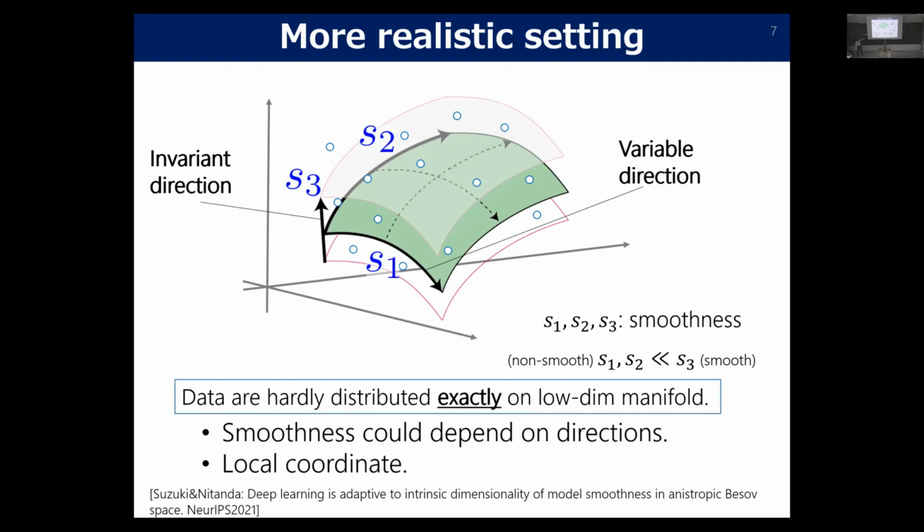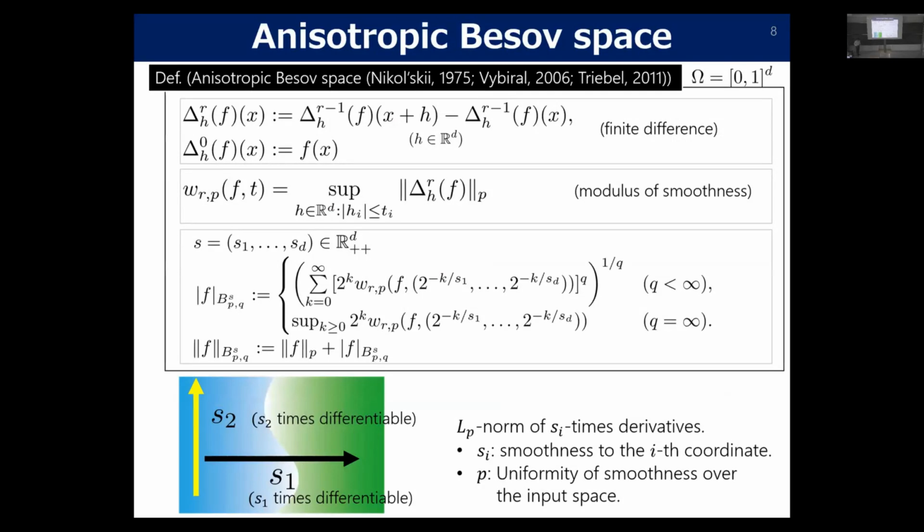That means it has smoothness S1, S2, S3 along the local coordinates on the manifold, and S1 and S2 are smaller than S3. S3 is the smoothness in the direction orthogonal to the manifold, and in that direction the true function does not move so much. So the true function is very smooth in that direction. To capture this kind of notion, we want to define something like an anisotropic smooth function class.